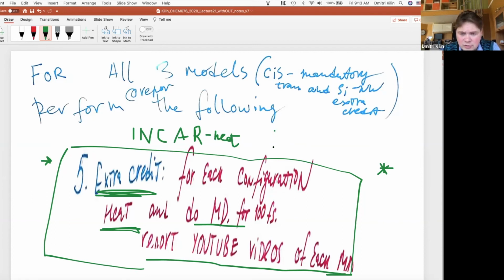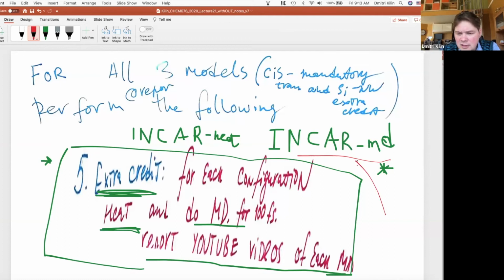So in order to practice this extra credit, one needs to take this template of INCAR heat and INCAR molecular dynamics and modify it. So add into this INCAR the specific commands which we are using to modify the configuration.